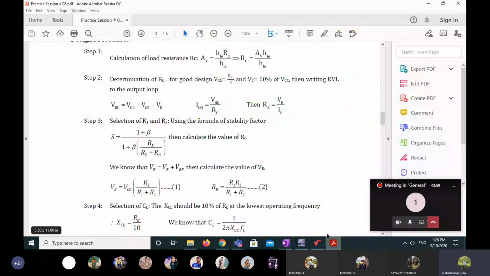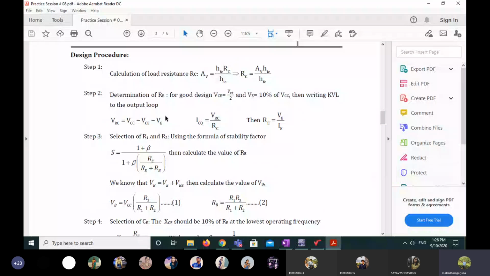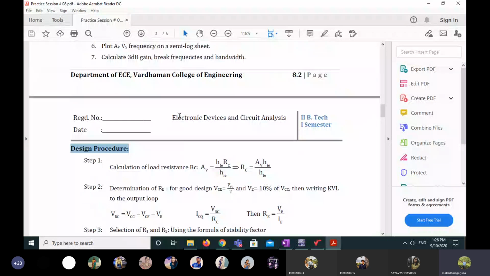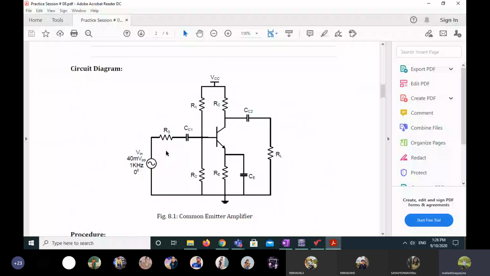So this is the design procedure for CE amplifier. Please note down. Take the heading: Design of CE amplifier. Okay, so draw the circuit. This is the circuit. Draw the CE amplifier circuit.